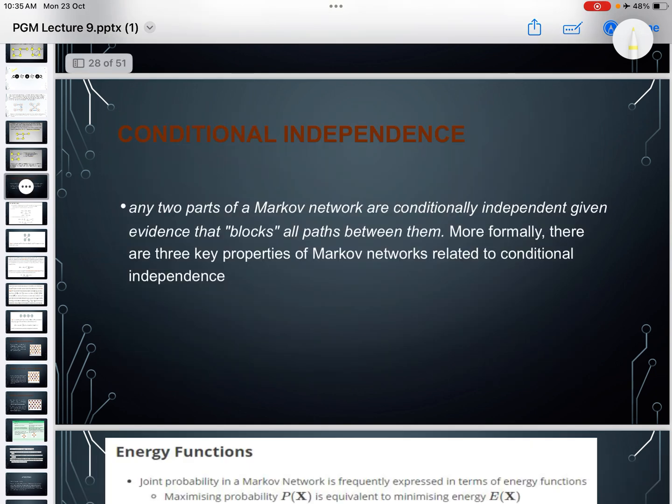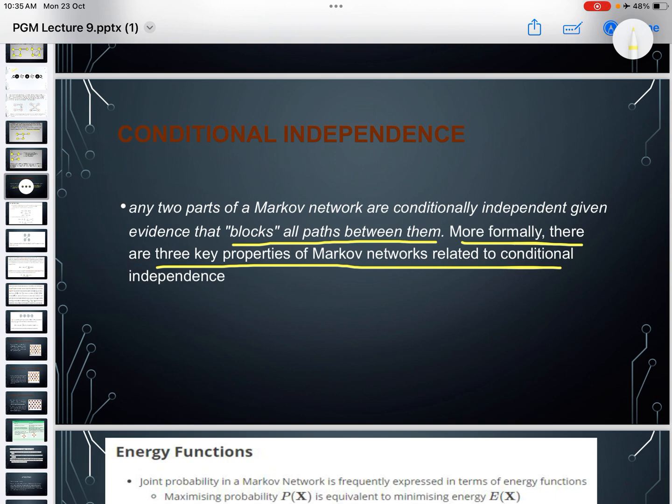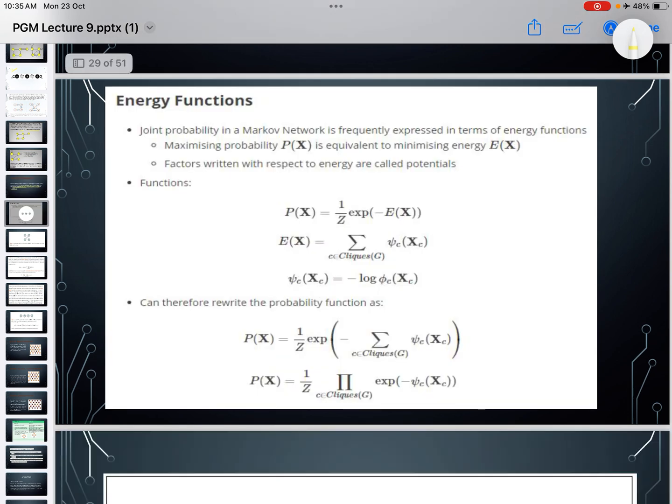Conditional independence. Any two parts of a Markov network are conditionally independent given evidence that blocks all paths between them. More formally, there are three key properties of Markov networks related to conditional independence. Energy functions. Joint probability in a Markov network is frequently expressed in terms of energy functions. Maximizing probability P of x is equivalent to minimizing energy E of x.